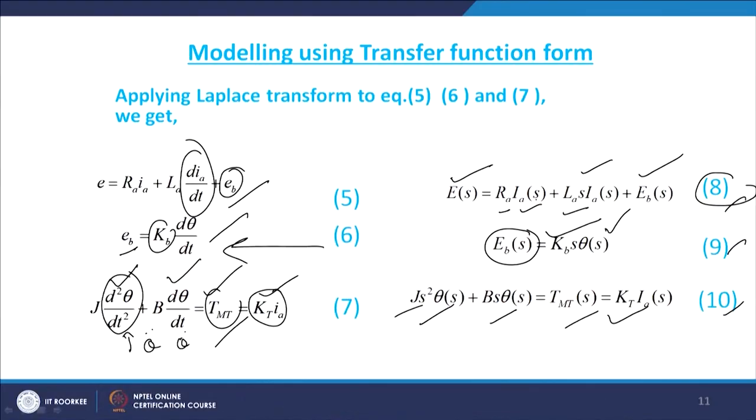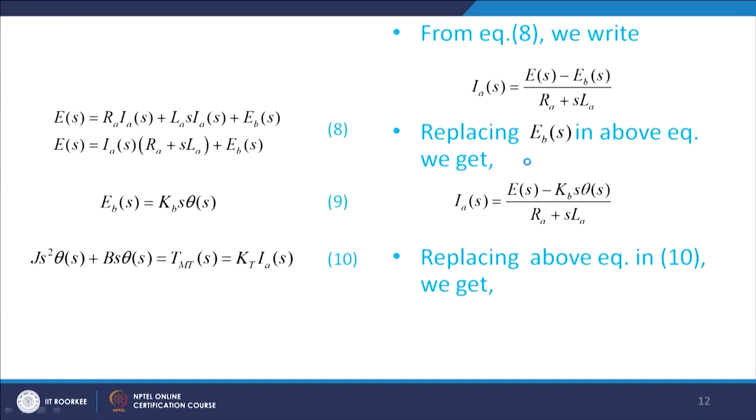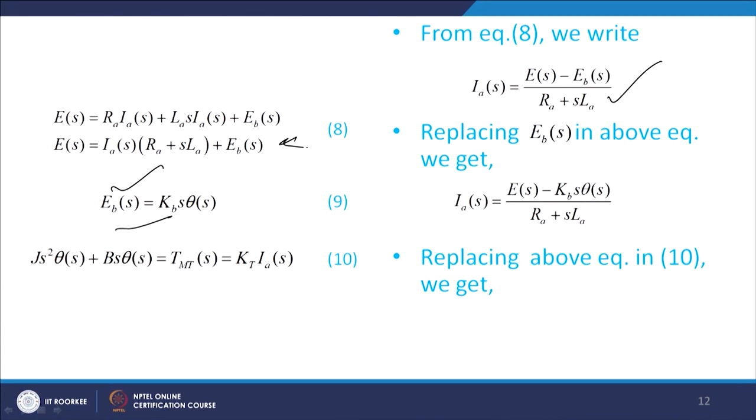So what were we doing here? You see equation number 8. From equation 8, we take I of S outside, so we have got this. And again, we have determined EB of S. This is EB of S, this is equation number 8, and here equation 9 corresponds to this EB of S. Now what you do is replace EB of S here, so we got I of S like this. And again, replacing the expression of IA of S in equation number 10, you will get these equations.